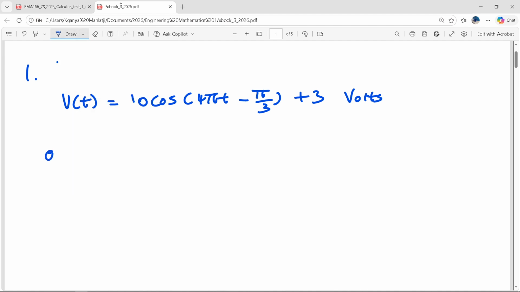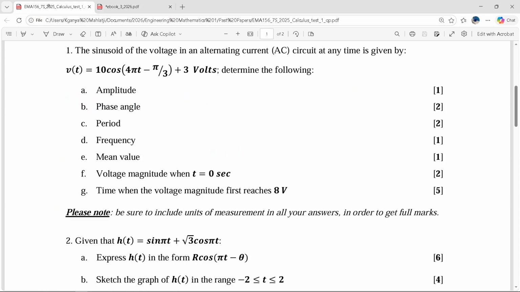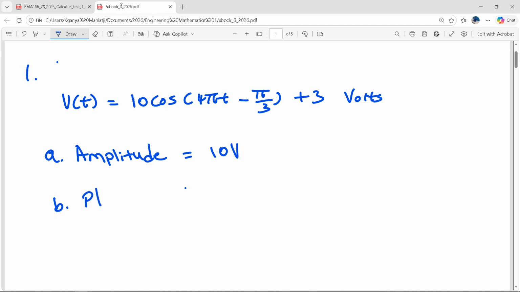Okay, number A, we have to determine the amplitude. Amplitude equals 10 volts. From this information you can see the amplitude equals 10 volts. Number B, phase angle. Phase angle equals minus pi over 3 radians.